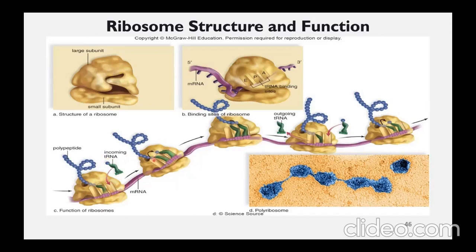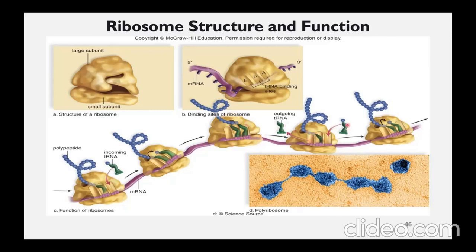So the P site will pass the long polypeptide over to the A site. It passes the polypeptide, sorry. From here, it passes to here. Over time it becomes longer and longer. So once it has passed, the tRNA will exit through the E site. It steps out to E and then leaves.